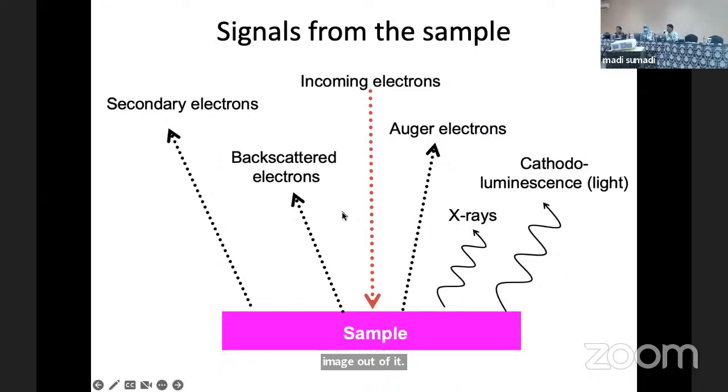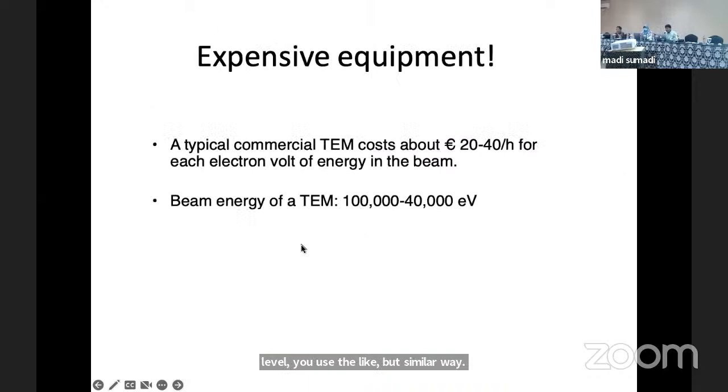It is a similar technique to what you use in super resolution, but not at the ultrastructure level. You use light, but in a similar way, with the super resolution microscope, which I will tell you about on October 11th. TEM is a little bit expensive because of the laborious process, and also it needs high energy electrons. SEM, in comparison to TEM, is relatively cheap and easy to work with.